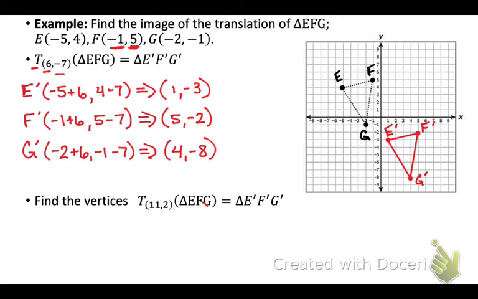Okay. So now we're going to have another one. What are we doing to EFG again? We're translating it. How much? 11 and 2. 11 and 2. So that means we're doing what with all the X's? Adding 11. What are we doing with all the Y's? Subtracting 2. Okay. No. Nope. We're not subtracting 2. Adding 2. Why aren't we subtracting? Because it's positive.